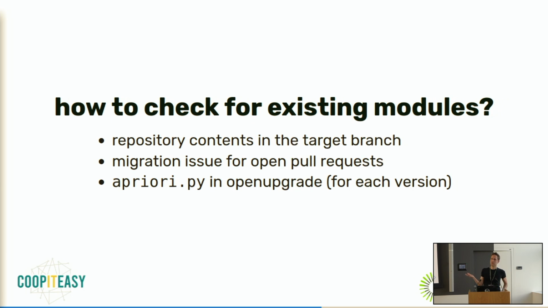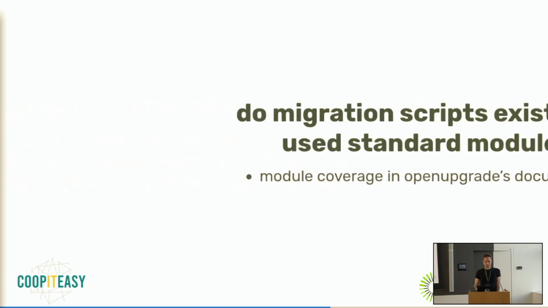Well, you can go to the repository contents, look at the target branch. If the module is there, great. If it's not there, look at the migration issue for open pull requests. This also explains whether a module has been renamed or not. And then in OpenUpgrade, in each branch, for each version, there is a file called apriori.py, which contains all the renames and the merges of modules. So if a module gets renamed, it's written there too.